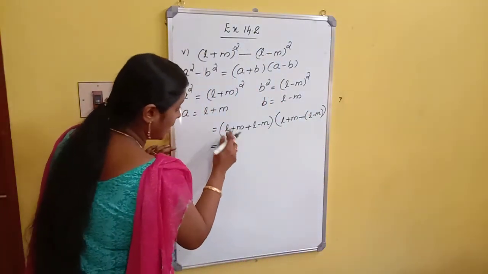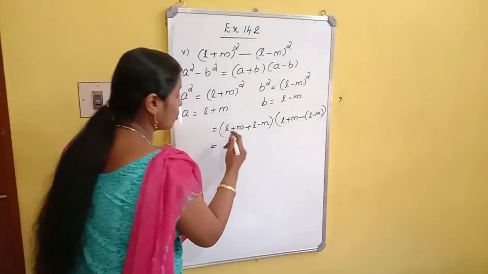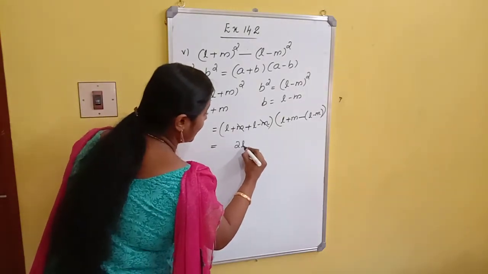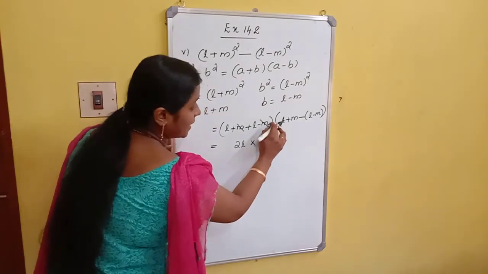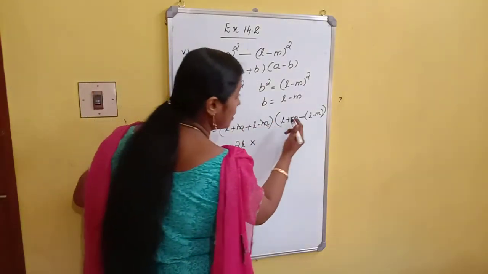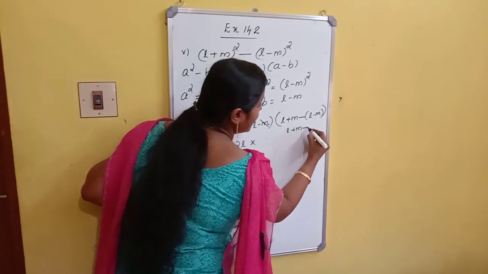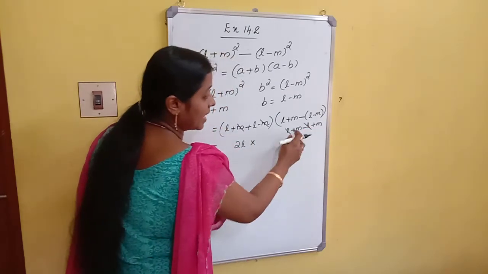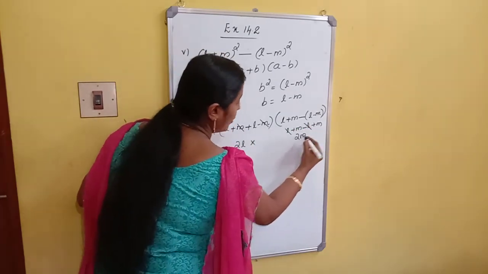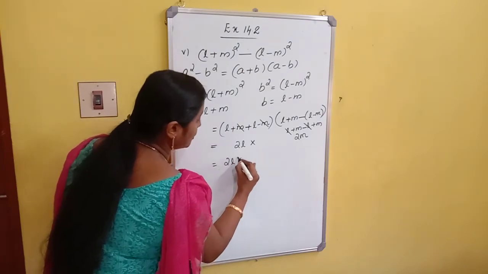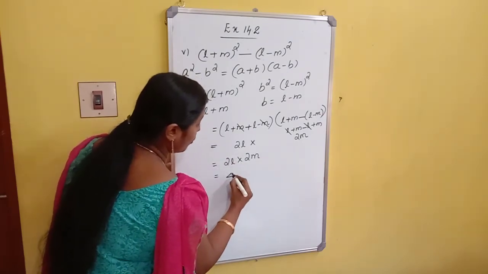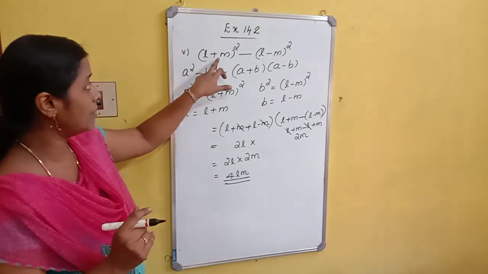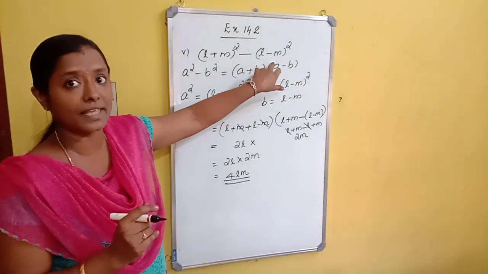Clear? Then L, L like terms. So plus M, minus M cancel. So what will you get? 2L. Clear? Into, here it is multiplication. Into, here L plus M minus L, minus into minus plus M. So L, L cancelled here, M plus M, 2M. Okay, so we get what? 2L into 2M. We get what? 4LM. Okay, 4LM. That is L plus M whole square minus L minus M whole square.